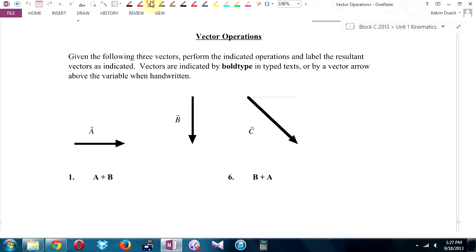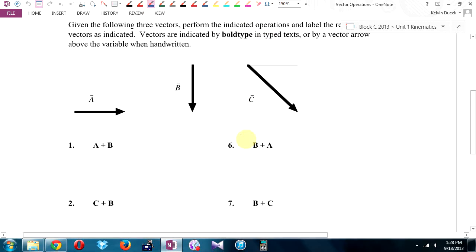So looking at vector operations here, A plus B. Number one, I'm pretty sure that's your resultant. I'll call it vector capital R for resultant, or you could call it A, I don't know, whatever. Correct? Yes?